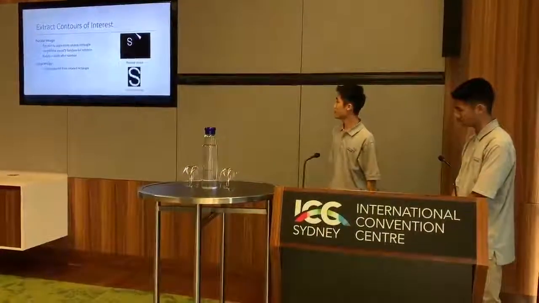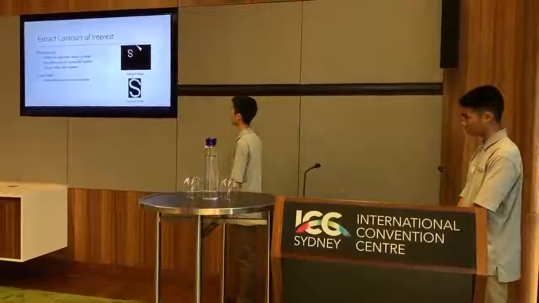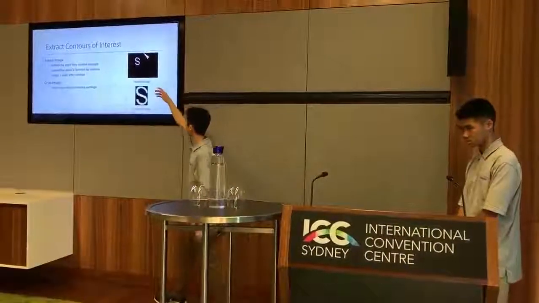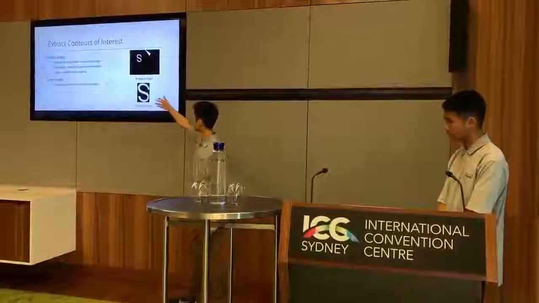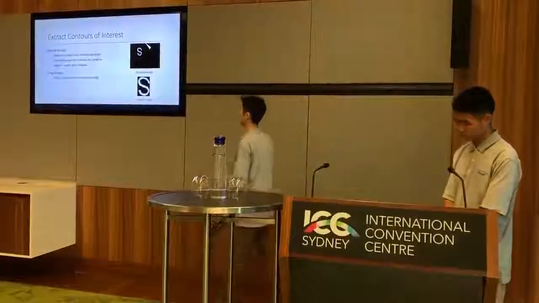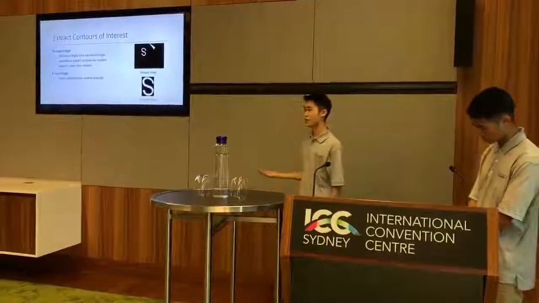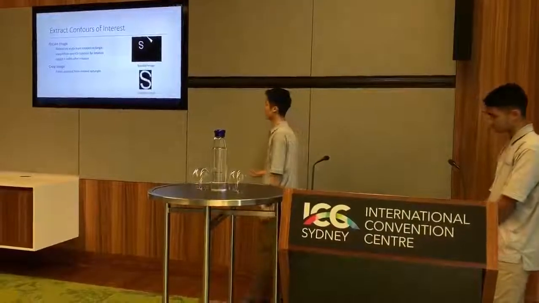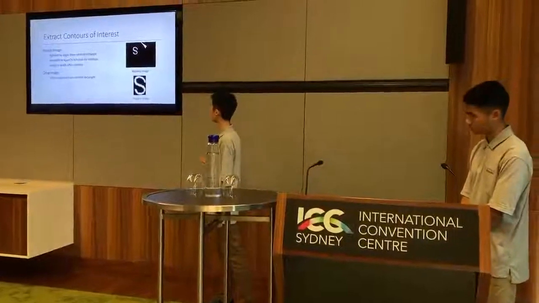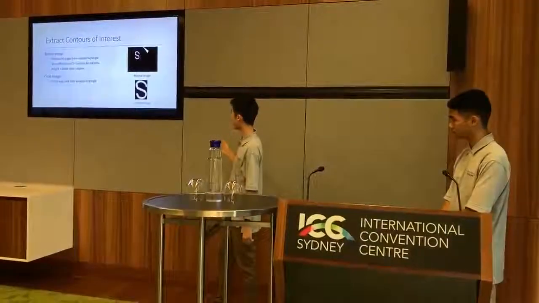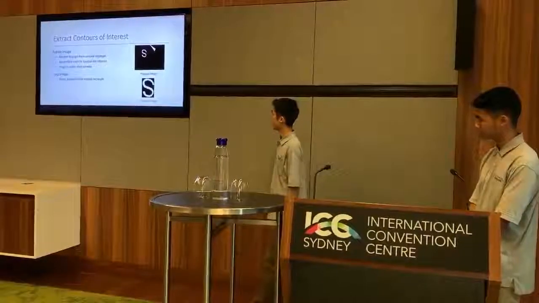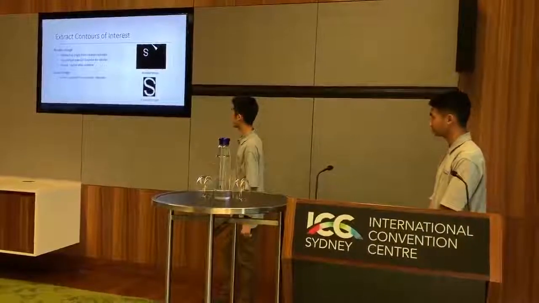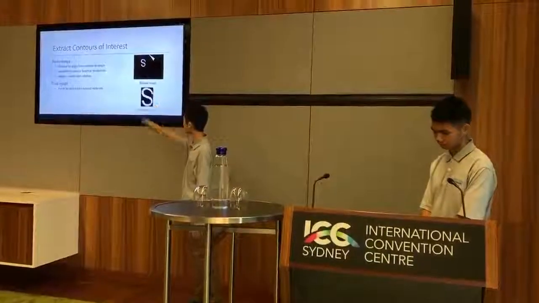So the next step would be extracting the contours of interest. We figured out that this contour is what we're interested in. How do we get to this cropped image? The first step would be to rotate the image, which we do by finding the minimum area rectangle, and then finding the angle of that rectangle and rotating the image based on that. And then after the rotation, we can crop out the image.